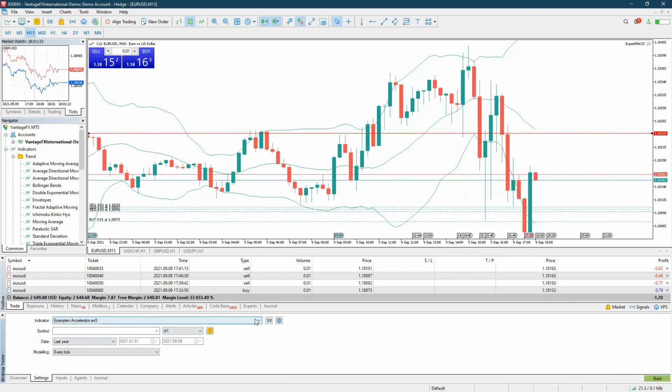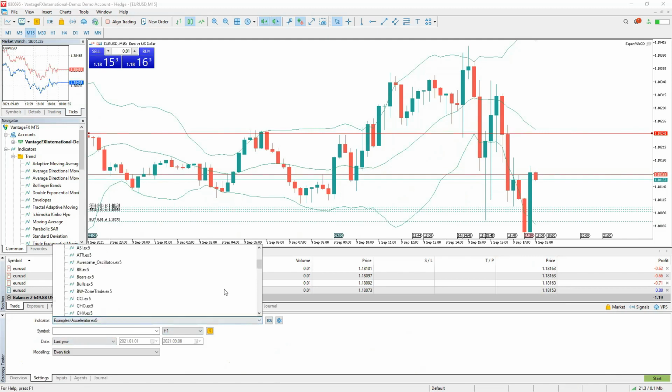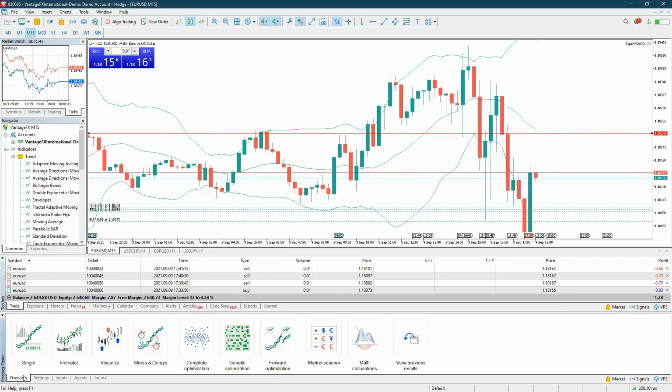And then you select the indicator, based on whatever it is you want to test. You should also be able to test your experts here. There should be an option to test the experts.